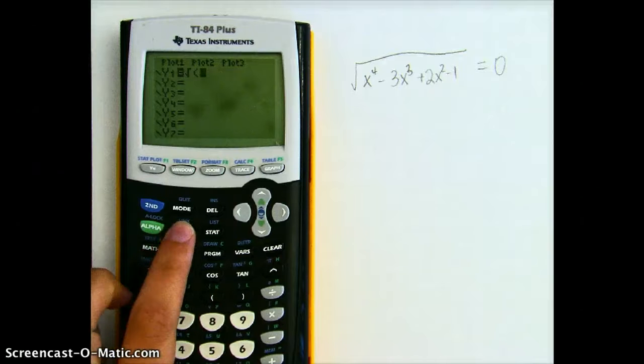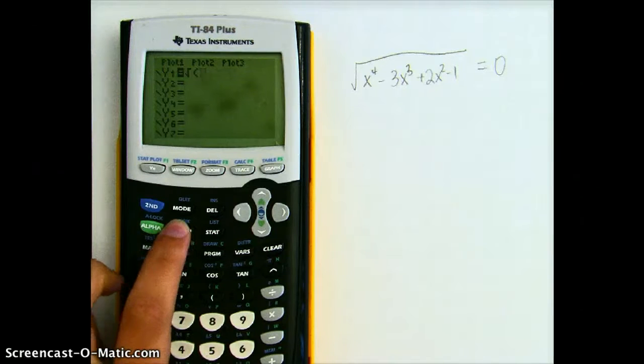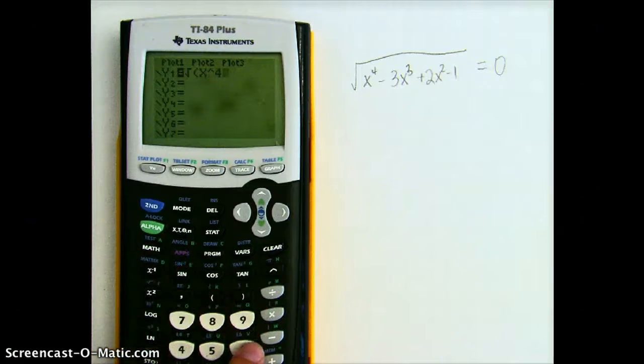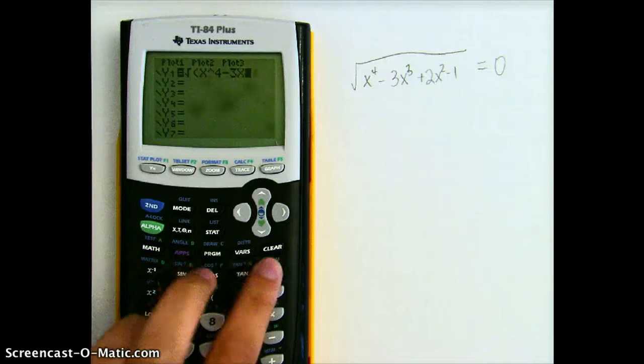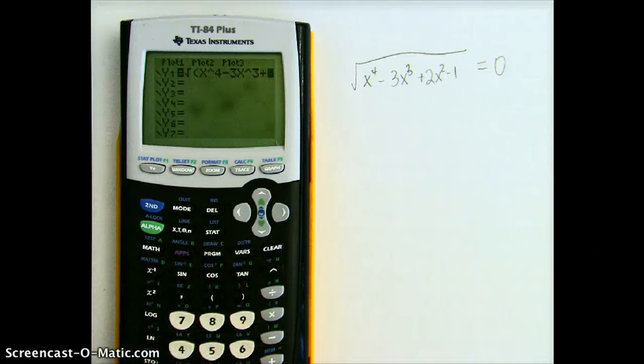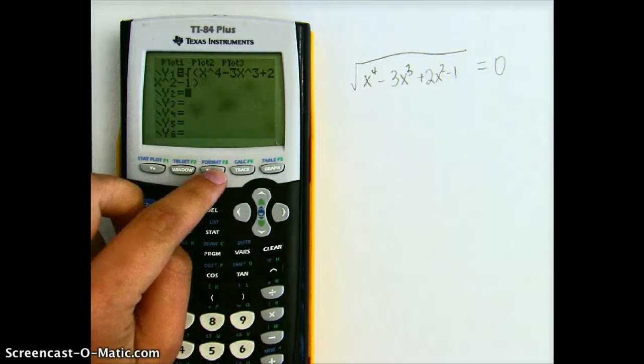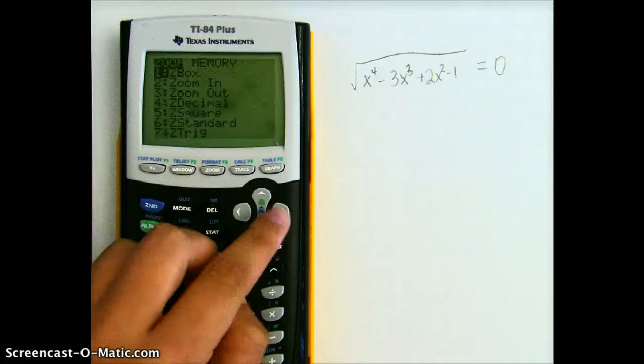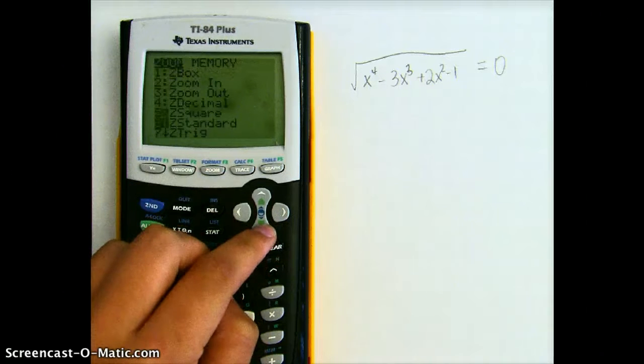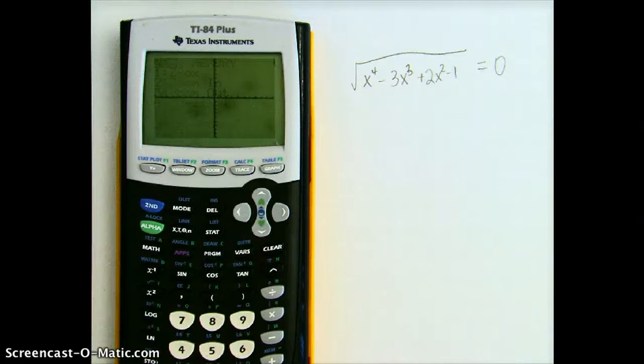You're going to type in the rest of the equation inside of the parentheses. So x to the fourth power minus 3x to the third plus 2x to the second minus 1, and we're going to close these original parentheses that were around the square root. I'm going to graph this in the standard viewing window, so I'm going to hit zoom and then scroll down to Z standard and hit enter.